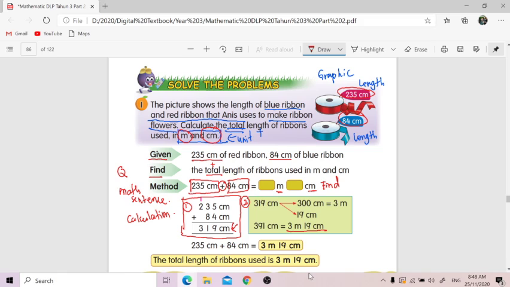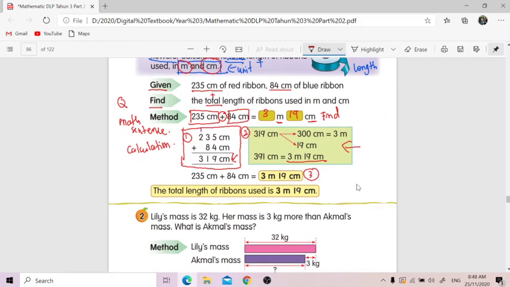And then this is the third step, that is you complete the mathematics sentence. Lengkapkan ayat matematik yang dekat atas ni. So 235 cm plus 84 cm equals to, so you write back the answer. Jangan tergantung di sini. Don't only do this, but complete it. Lengkapkan ya. Okay, then kemudian murid boleh jawab. The total length ini kena buat sentence to solve your problem. So the total length of ribbon used is, okay. So macam mana nak tulis yang ni?